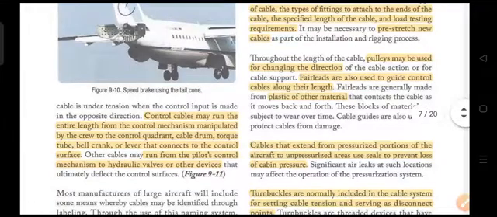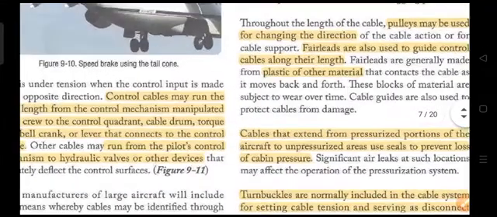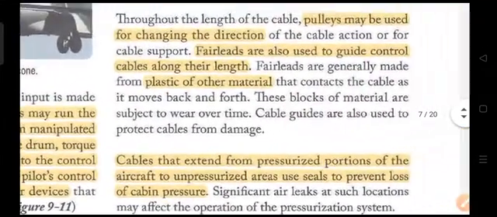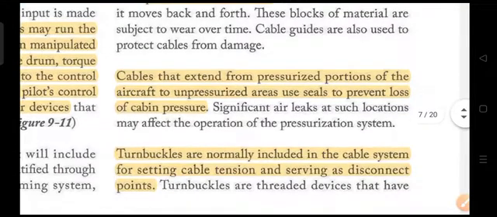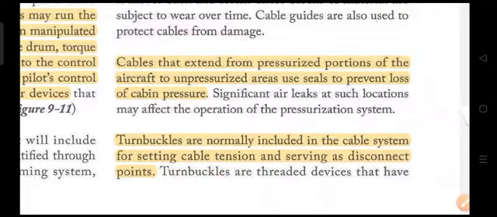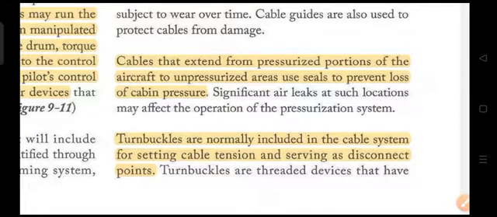Okay, so pulleys we talked about. A pulley may be used for changing the direction, and fair leads are also used to guide control cables along their length. The material can be plastic or some other material. Definitely not metal, because if metal touches the control cable, which is also metallic, there will be a lot of erosion and wear. So definitely we will not use metallic things.